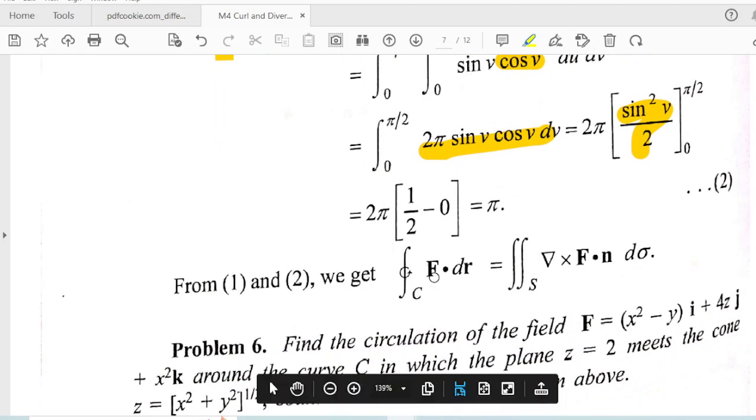So this equals the earlier integral of F dot dr by dt.